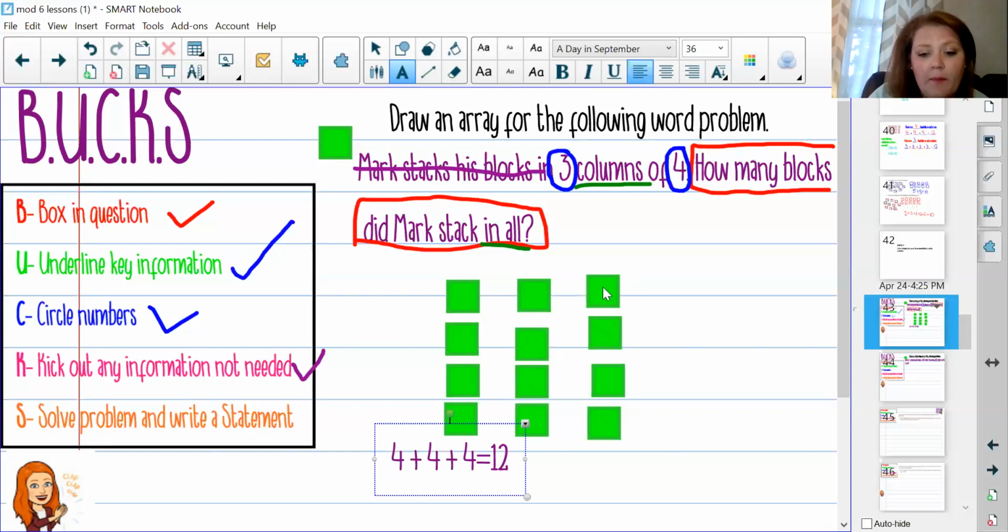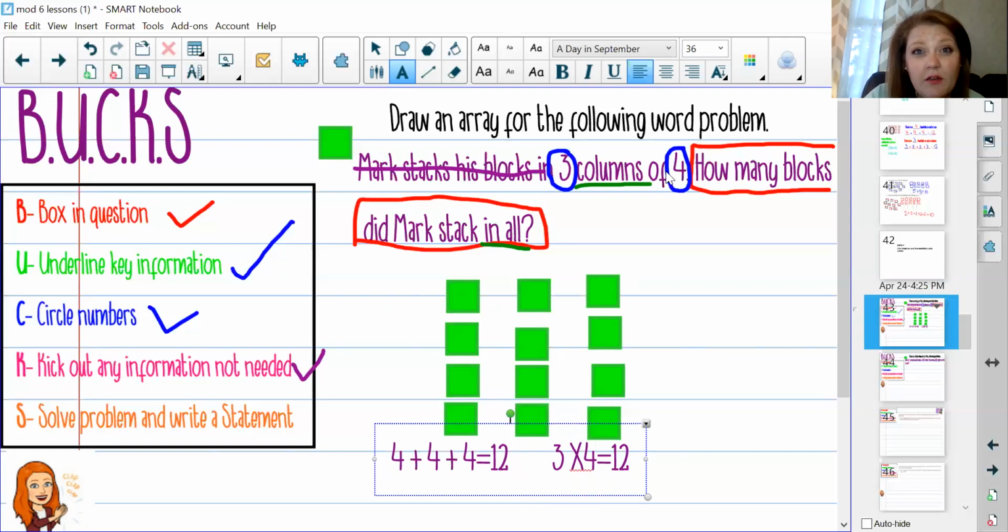Okay, real quick bonus. What would our multiplication sentence look like? It says here, 3 columns of 4. So 3 columns of 4 equals 12.